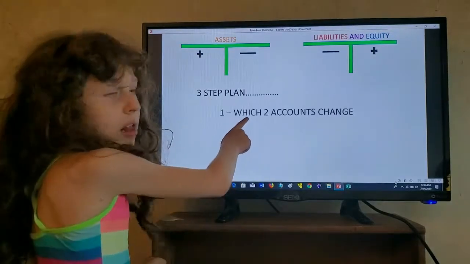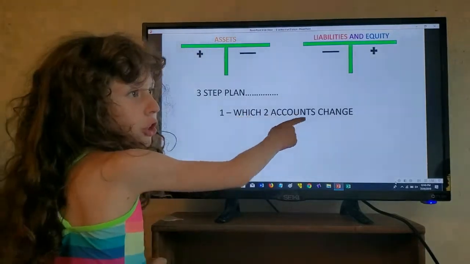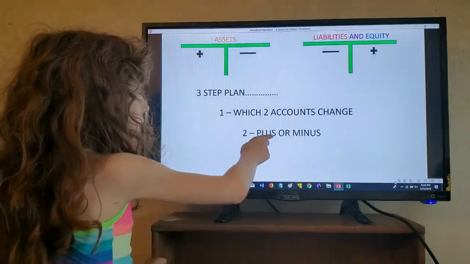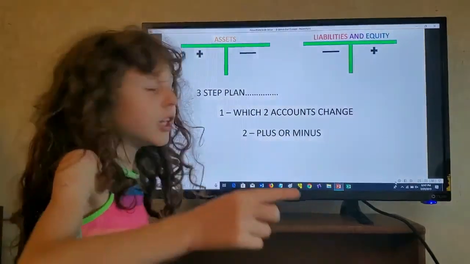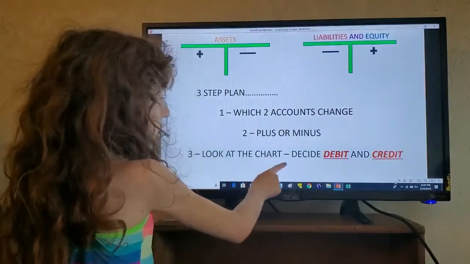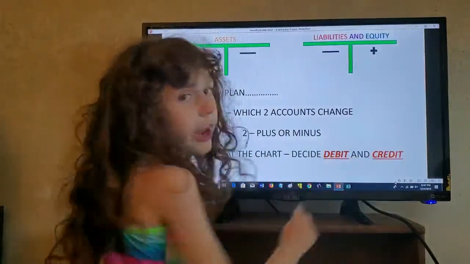Three-step plan. 1. Which 2 accounts change? 2. Is it plus or minus? 3. Look at the chart. Decide which ones are debit and which ones are credit.